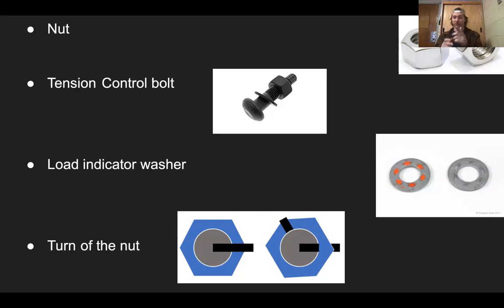And then the ones with the orange right there, once you get it to the right tightening, the orange seeps out, and that's how you know how tight it's supposed to be. And then turn of the nut is another way, where you tighten it to where you can't tighten it anymore, and then you undo it a quarter way.